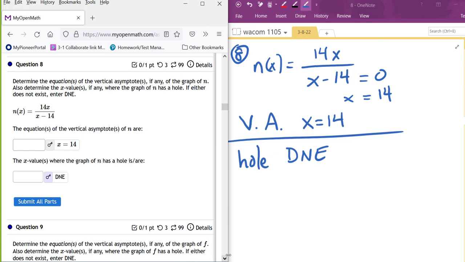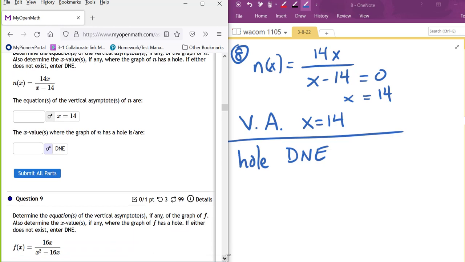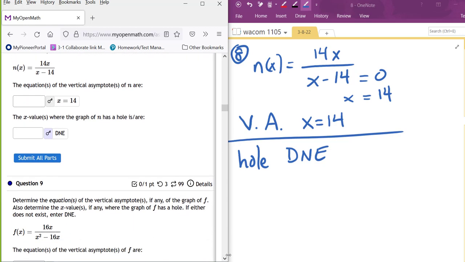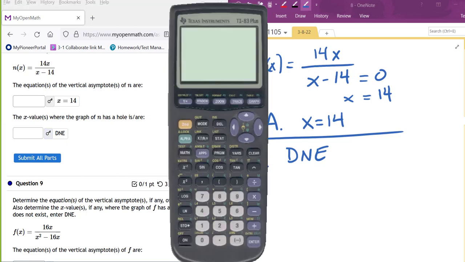So let's see, number 9. Oh, I was going to show you this one on the calculator. Let me pull it up a second. Yeah, I'll have to change the window. Sorry.